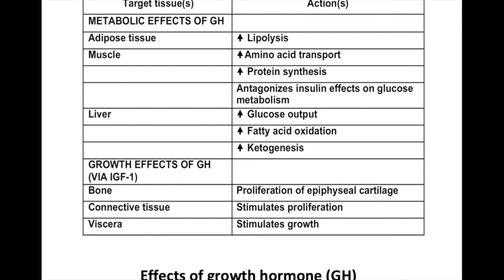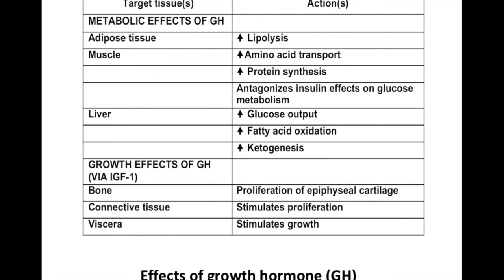It acts on protein in muscles in the same way that insulin does. It promotes proteogenesis and amino acid uptake. And then its growth effects are through the release of IGF-1. It doesn't actually do it itself directly. IGF-1 stimulates the growth, but growth hormone stimulates IGF-1 release.